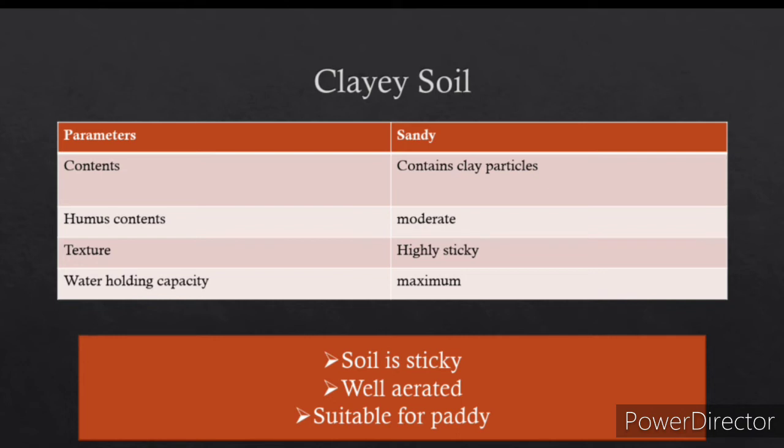Then second comes clay soil. It contains clay particles. Humus content is moderate, that means not too much and not very less. Then texture is very sticky, and the water holding capacity is maximum. So once again, the soil is sticky, well aerated, and this kind of soil is suitable for paddy.